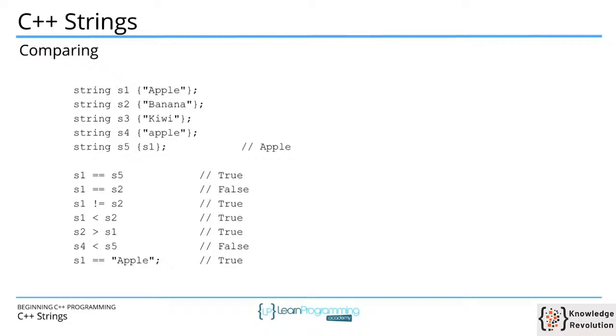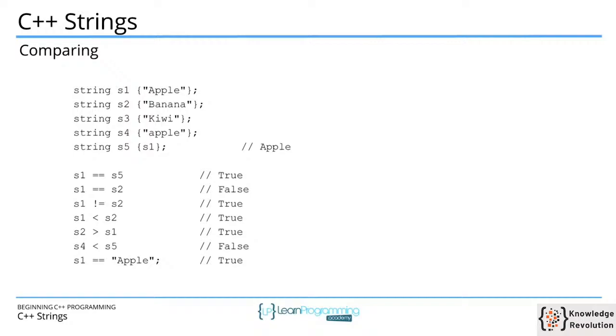Of course, you would normally use these Boolean expressions in an if statement or looping conditional expressions. In the first example, we check to see if S1 is equal to S5. This is true since they both contain the string apple. S1 equals S2 is false since S1 is apple and S2 is banana. How about S1 not equal to S2? This is true since apple is not equal to banana.